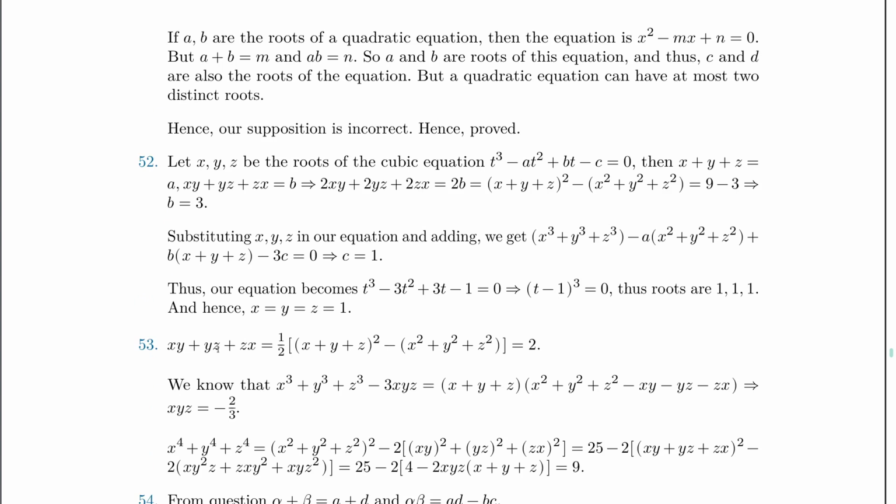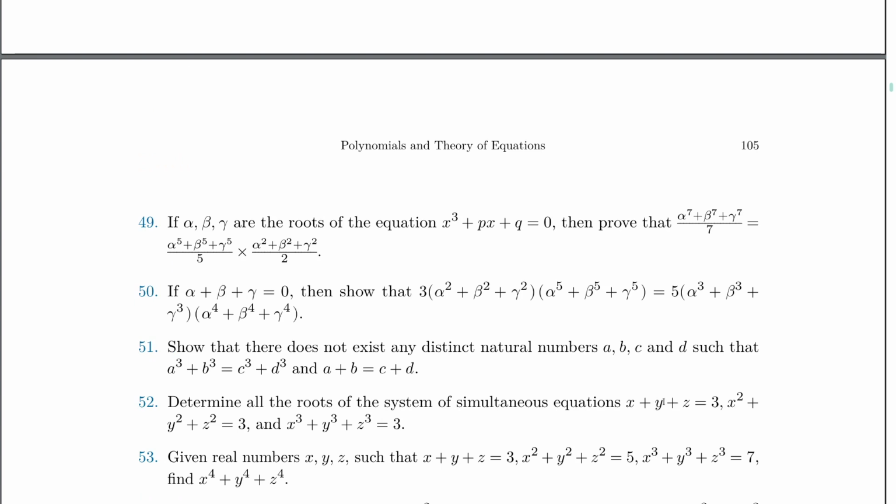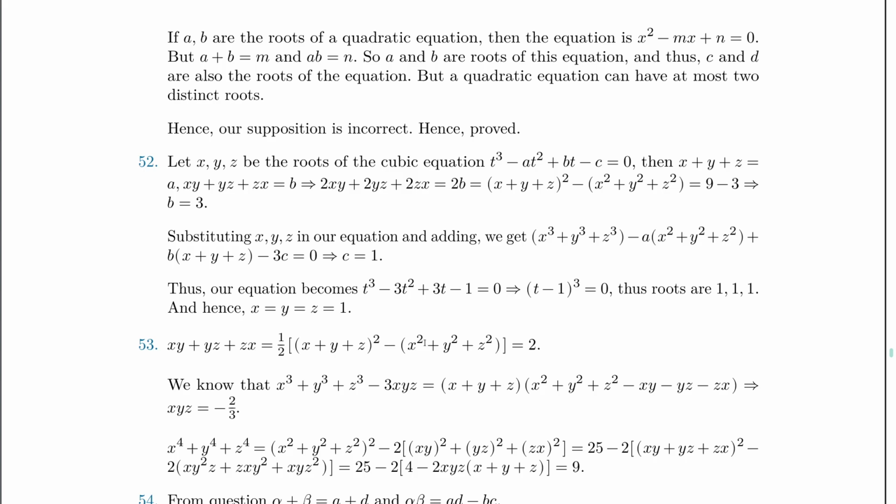We find xy plus yz plus zx is equal to half of x plus y plus z whole square minus x square plus y square plus z square. Now x plus y plus z is 3 and x square plus y square plus z square is 5. So 3 square minus 5, 9 minus 5, 4 divided by 2 is 2.